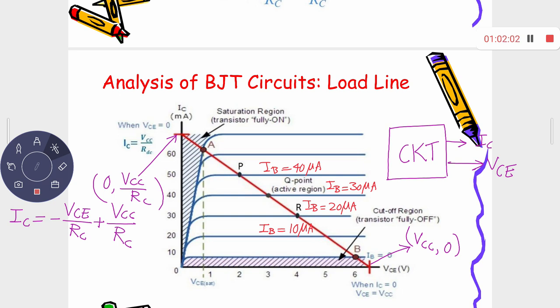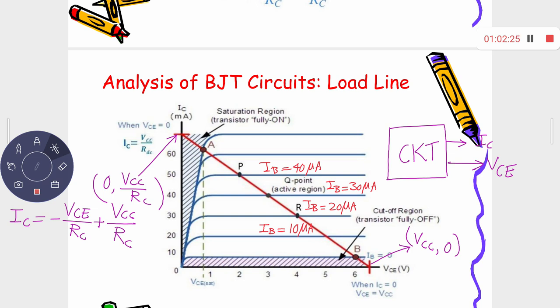Point of intersection. So if I know my IB value, suppose this is 20 microampere, and I know this is my straight line, then this is my operating point. This should be the operating point, neither this one nor that one. I can have some different circuit for which your operating point could be this one.